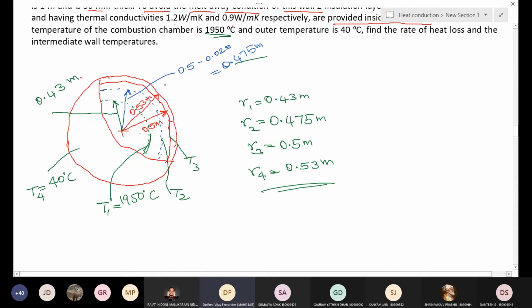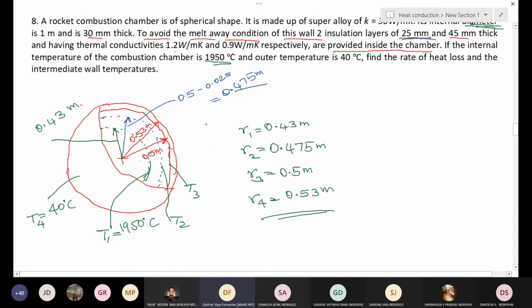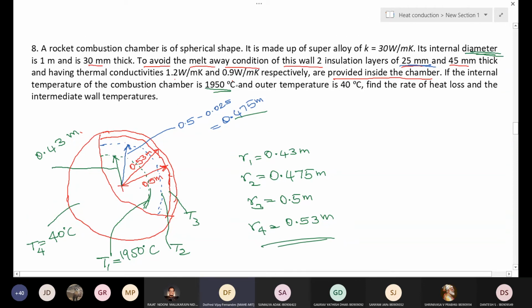Come on, it's a simple problem. The only thing is to write R1, R2, R3, and R4. Thermal conductivities are given. 3 thermal conductivity values are given. What is K1, K2, K3? You write that first.